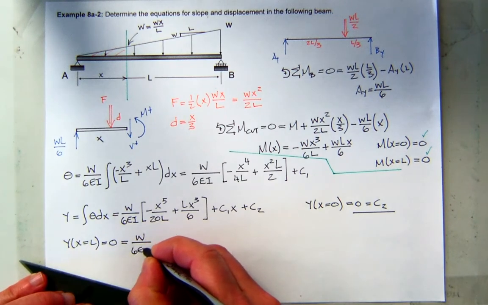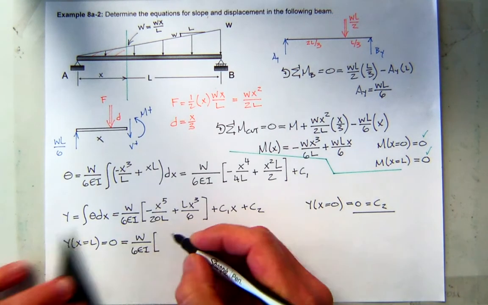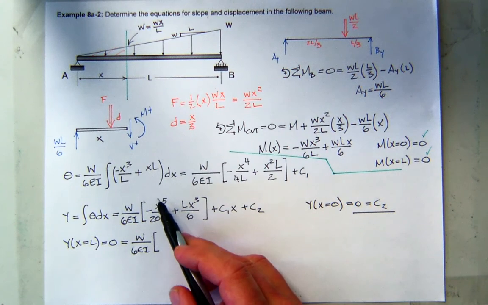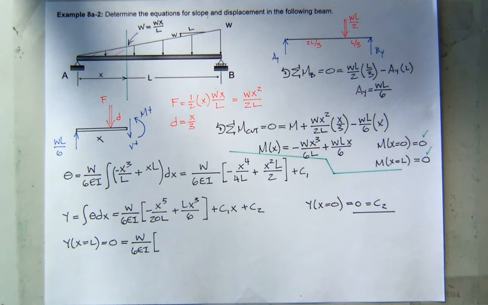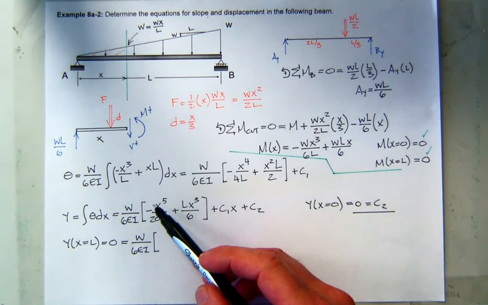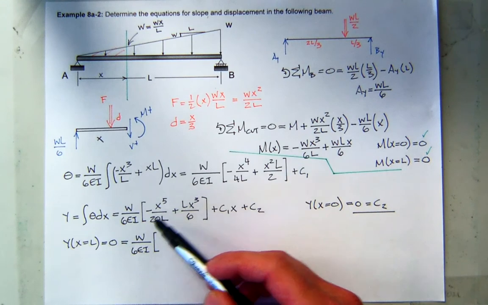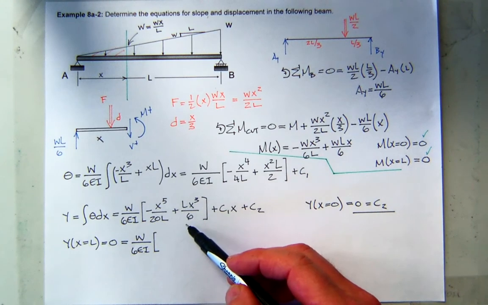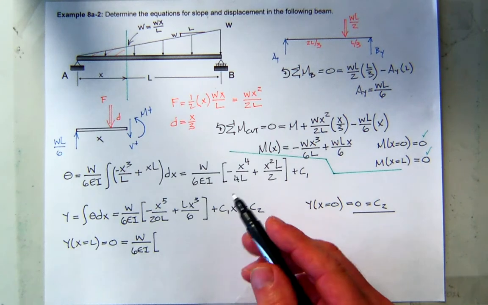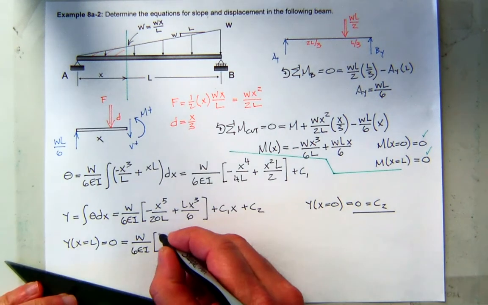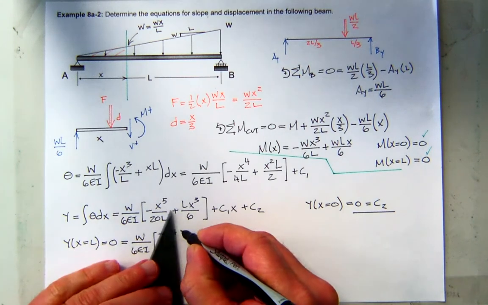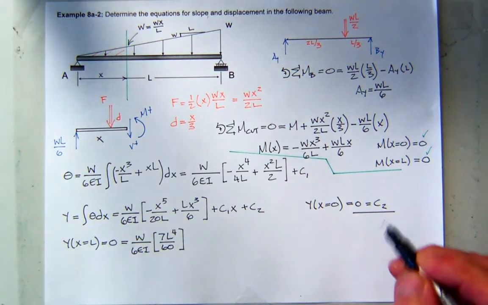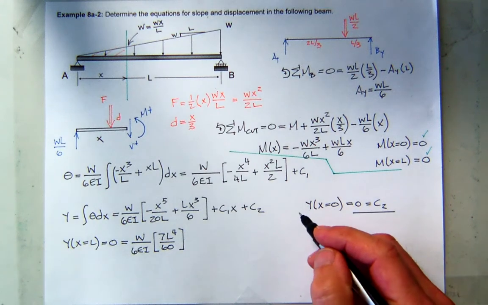So I've got 6EI, that's a constant. Let's see what we've got here. I got L to the 4th over 20 plus L to the 4th over 6. The only common denominator I can think of is 60. So this would be 3/60ths negative plus 10/60ths positive. That gives me positive 7/60ths. Did you buy that? Is that okay? Check that out.